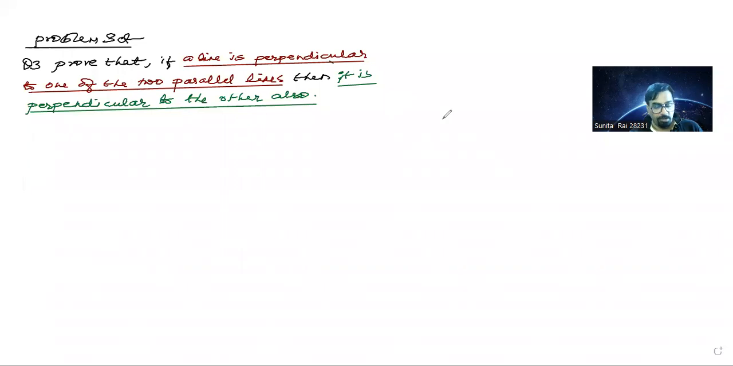Set question number 3. It says, prove that if a line is perpendicular to one of the two parallel lines, then it is perpendicular to the other also. Question in this form, I just call it a rider. Whenever you come across a rider, children, you have to draw a figure first, then write given, then write prove that, and then you have to write a proof.